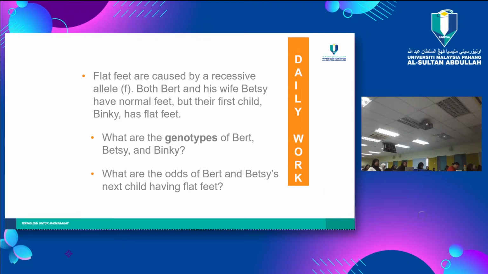So what do you think about their parents? So it means you have f, small. Let's try it out. So we have f. So you have to put it into a Punnett square so that the result will get you the homozygous recessive. So we have ff.